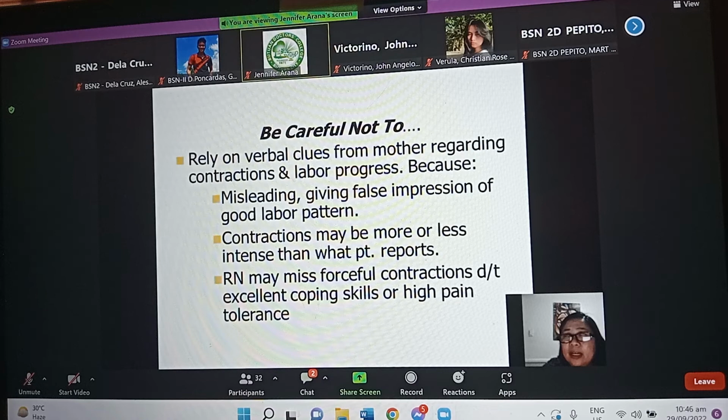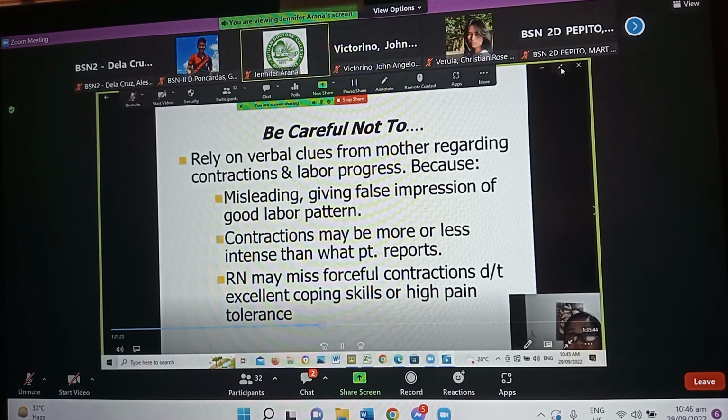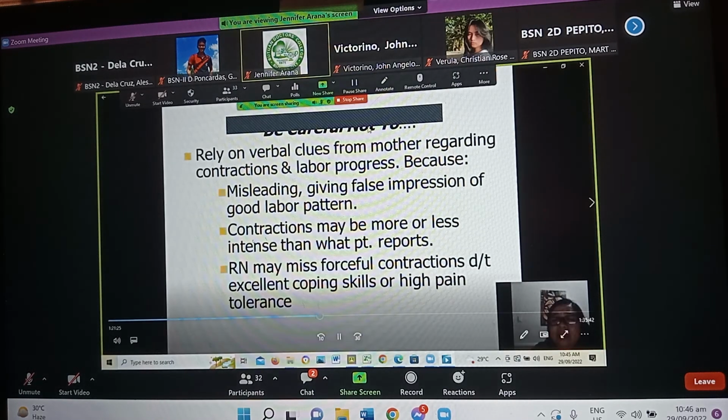But no, it is only severe because the mother has a low pain tolerance. Another one keeps smiling, but the contractions are already severe. The baby is almost out, already crowning, and she is still smiling. So it really differs from one person to another. That's why, do not rely on verbal cues from the mother.